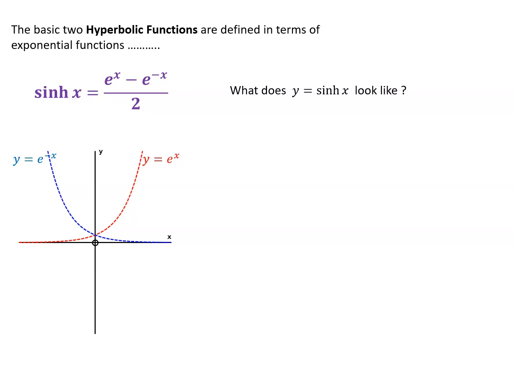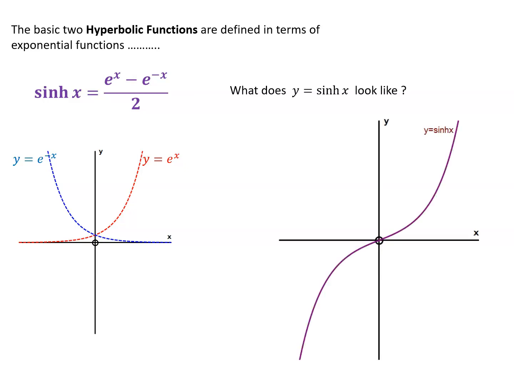On the other hand, if x is a large negative number, then the value of e to the x is very close to 0. So the value of sinh x is going to be very close to minus a half e to the minus x. And altogether, that leads us to a graph looking something like that for y equals sinh x.